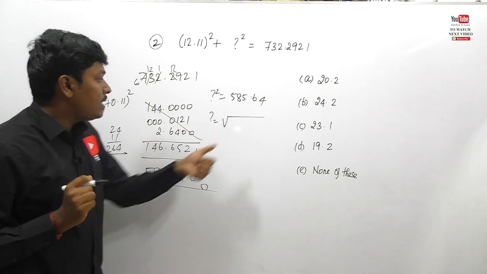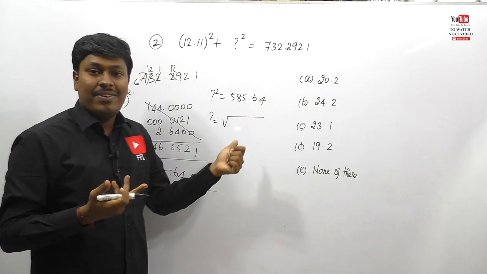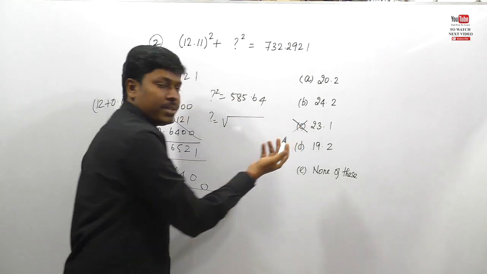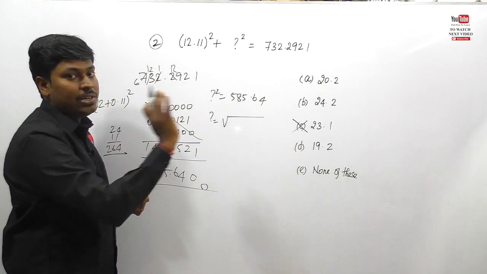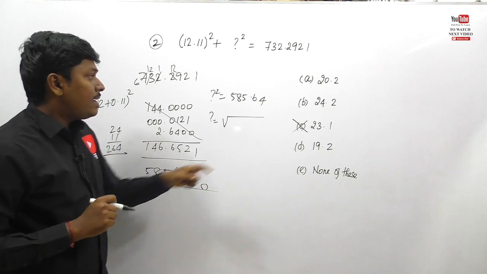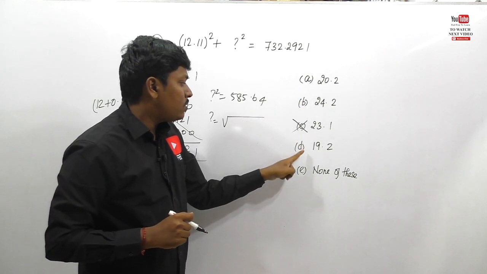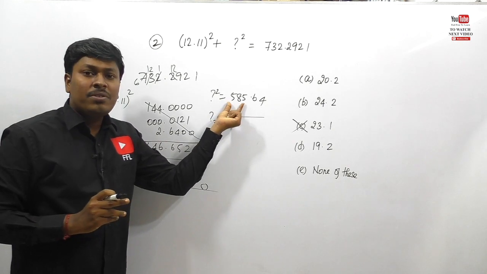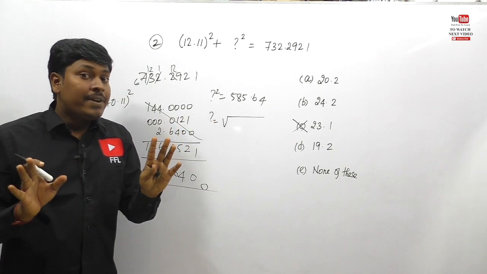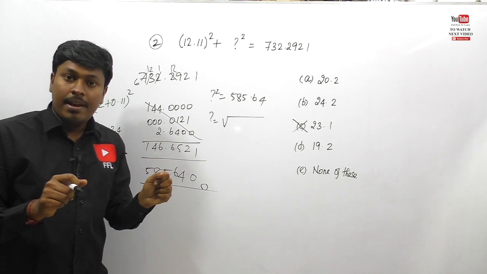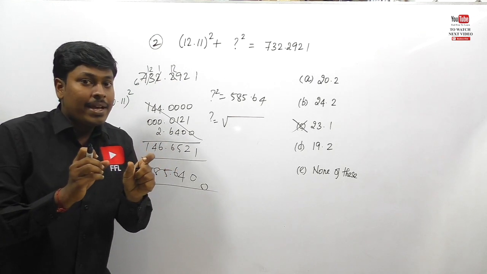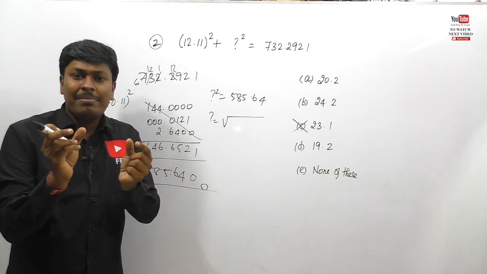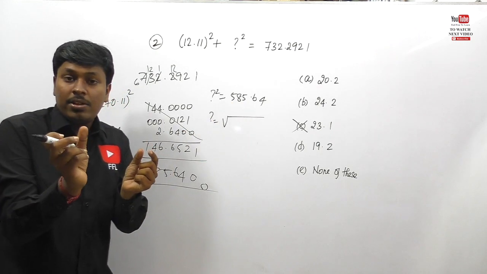Friends, listen carefully. The number ends in 4. So definitely I can say that if it is a root, the number ends in 2. So we can eliminate this option, right? Definitely 23.1 will not be an answer. Second thing, here the number ends in 2, here it ends in 2, here it ends in 2. And friends, what about root of 585? 25 square will be 625, and 20 square will be 400. But here the answer is 585. It is approximately near to 625. Friends, clear on the point?